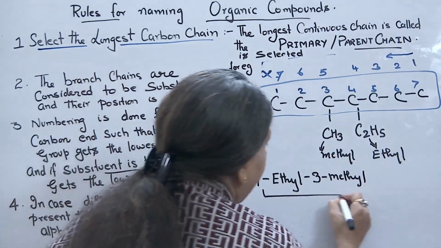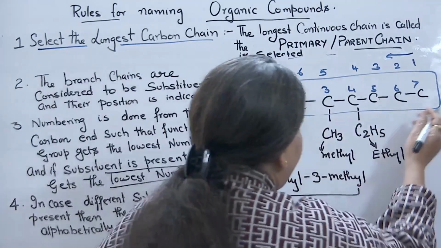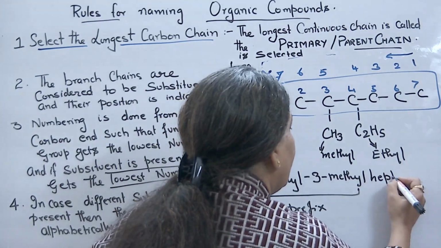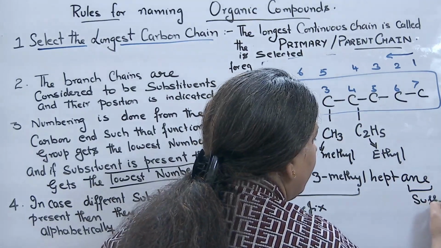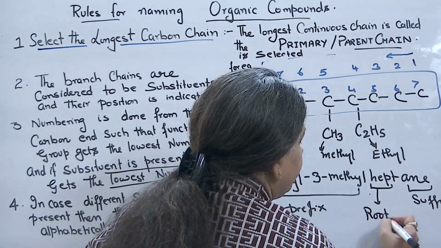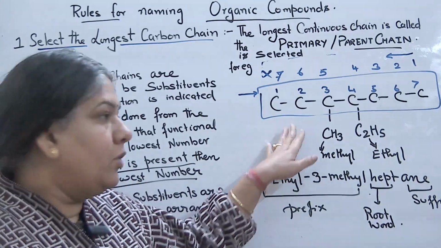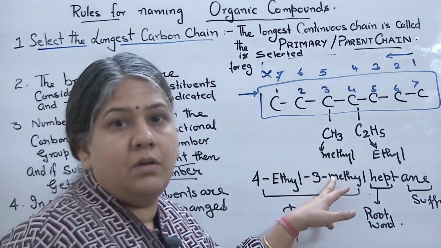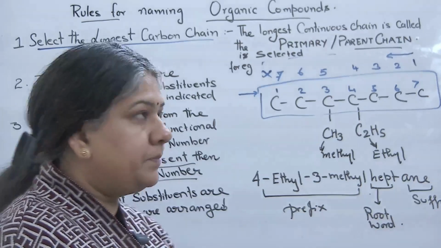So this part is the prefix. Then the longest carbon chain is 7, so the root word is hept and the suffix will be ane. So this one is the suffix and this is the root word. When you have multiple alkyl groups, they are arranged alphabetically. So E will come before M. So the answer will be 4-ethyl 3-methyl heptane.